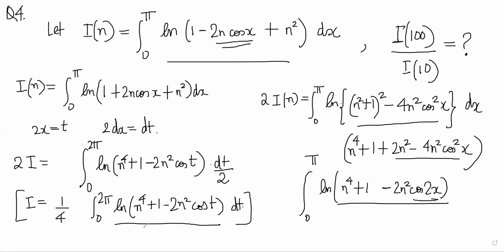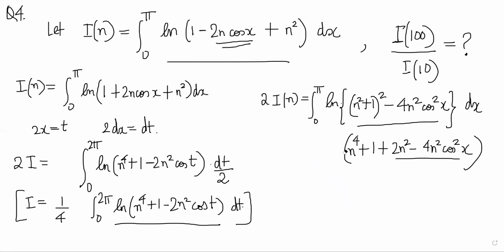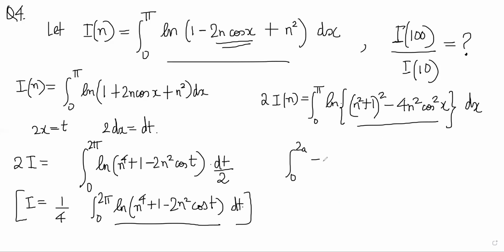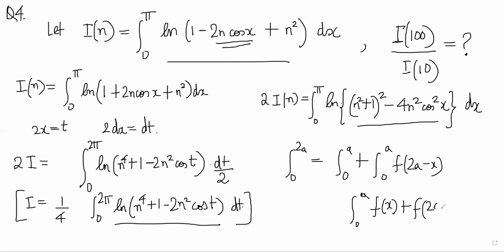In order to do that, we have a property that if you have the integral from 0 to 2a, you can say that it is the integral from 0 to a of f of x plus f of 2a minus x, right?